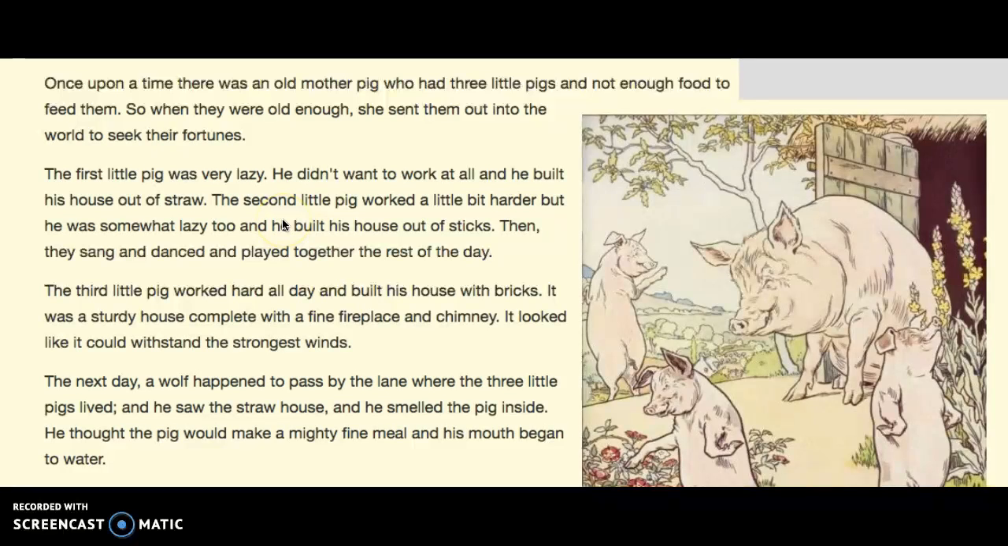So this first section of text constitutes the exposition. Notice we get the setting, which is out in the world, where the mother pig sent them, and also on this lane where the three little pigs happen to build their house. We also meet the characters. So the first little pig, we get an idea of him. He was very lazy, built his house out of straw. We'll see how that works out later. The second little pig worked a little bit harder, but built his house out of sticks. Again, we're getting characterization. We're learning about the characters, which you do in the exposition.